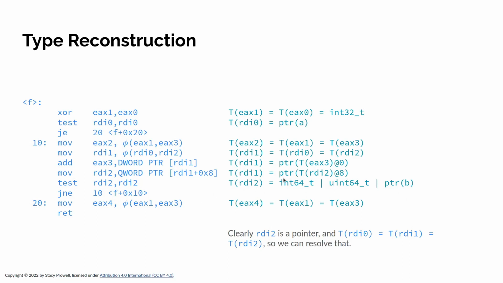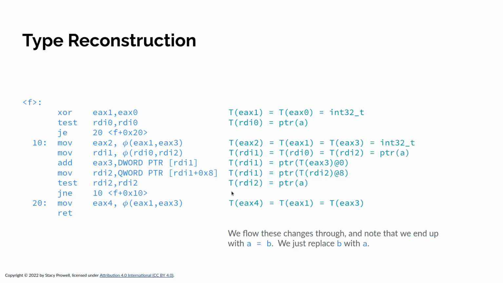We know RDI1 is definitely a pointer, right? And we know something about how they're all linked together because of this line right here, right? We know that RDI1 and RDI2 have to have the same type. Since RDI1 is a pointer, RDI2 must also be a pointer. So we can go ahead and solve that. And in fact, it's pointed to A, pointed to A.